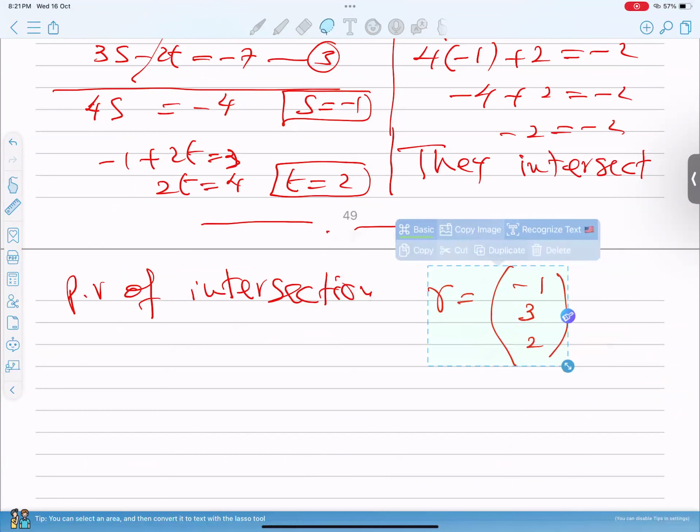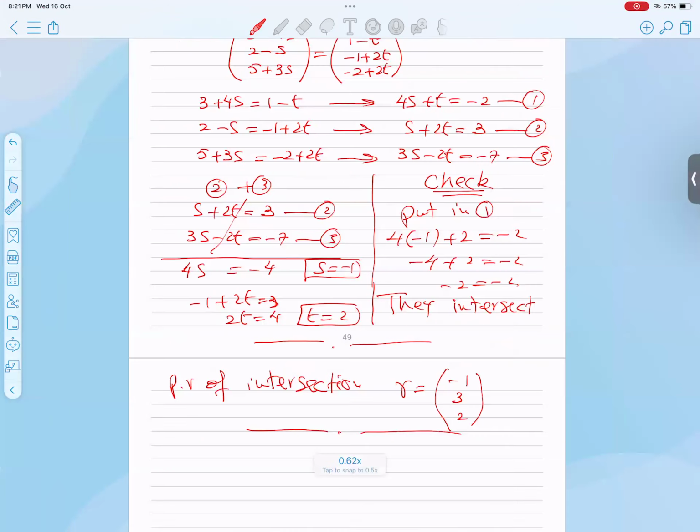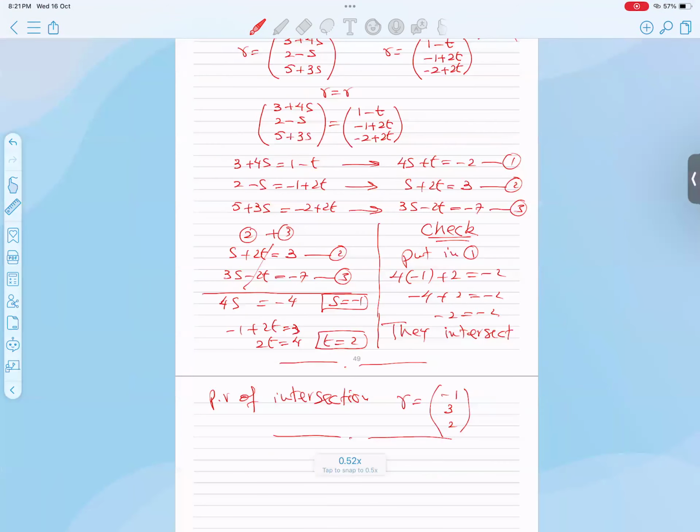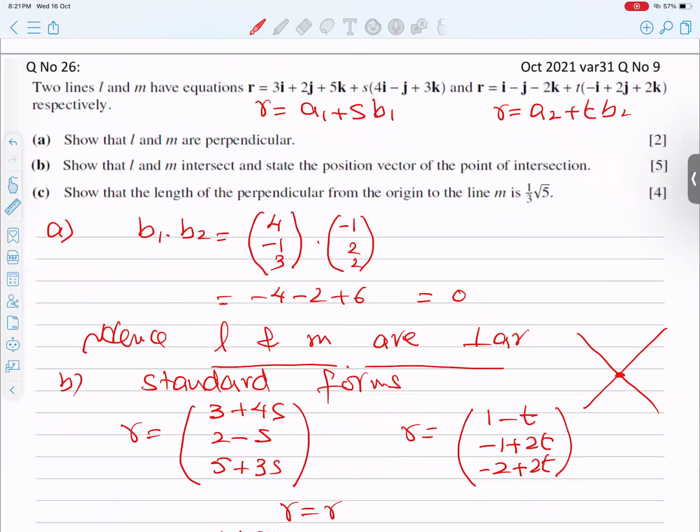So Alhamdulillah Rabbil Alameen. Now I talk about the last part, and that is part C. Part C is very tricky, 4 marks. He said, show that the length of the perpendicular from the origin is this. So he talks about line M, so I will take line M only. Let me show the idea. This is the origin, 0, 0, 0. And this is a perpendicular that goes to the line M.